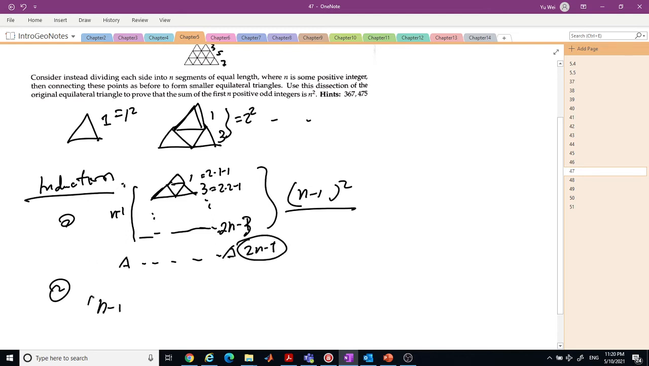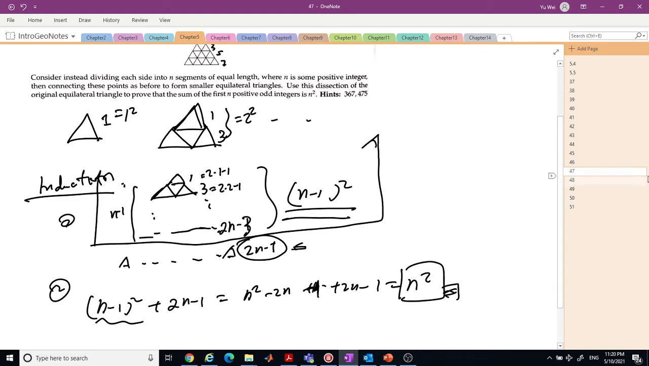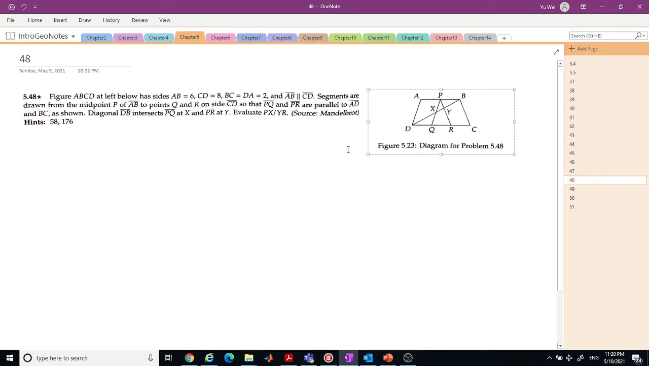So we have n minus 1 squared for all the ones up to there. We need to add the newly added last line, which is 2n minus 1. Expanding this, n minus 1 squared is n squared minus 2n plus 1. Then we add the 2n minus 1, which is equal to n squared. Done. Next.